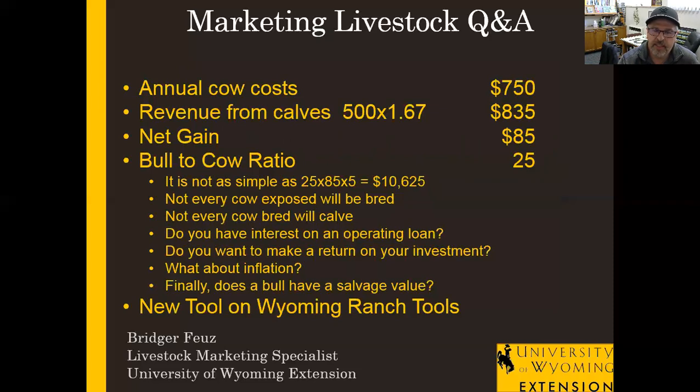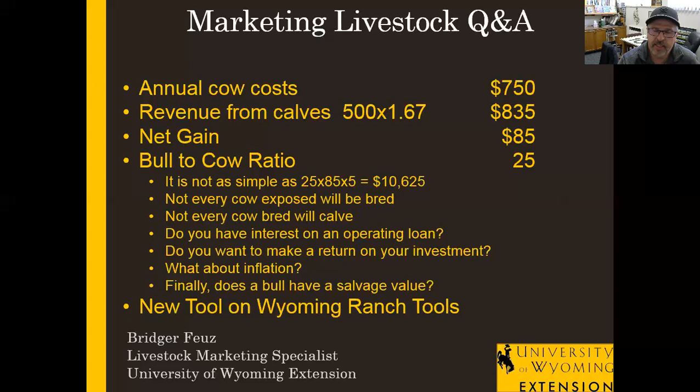So let's take this example: if you had an annual cow cost of $750, and that's your cash cost plus pasture rent. So, how much does it take to run a cow per year on your ranch? That's that annual cow cost, and in this example, it's $750. And then if we had revenue from calves, so if you had 500-pound calves at $1.67 a pound come this fall, then those calves would be worth $835 a piece. So that's a net gain of $85 for this example.